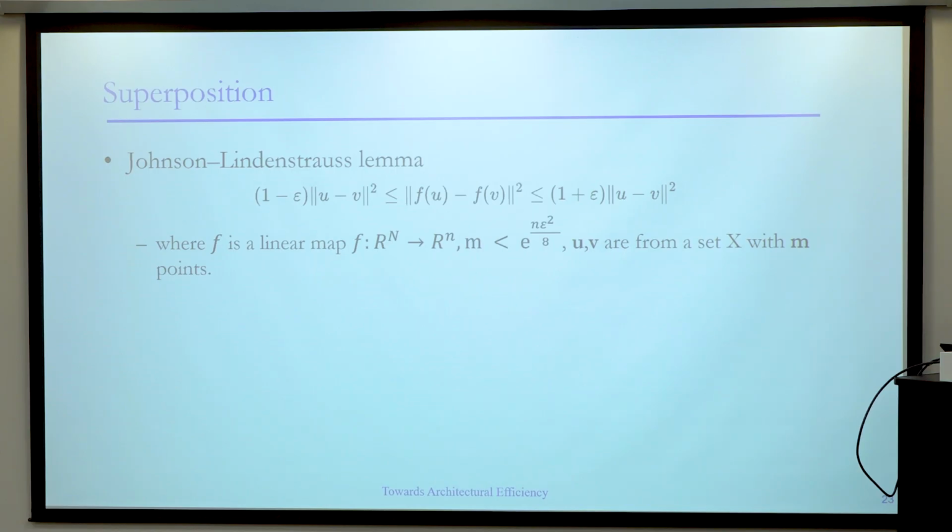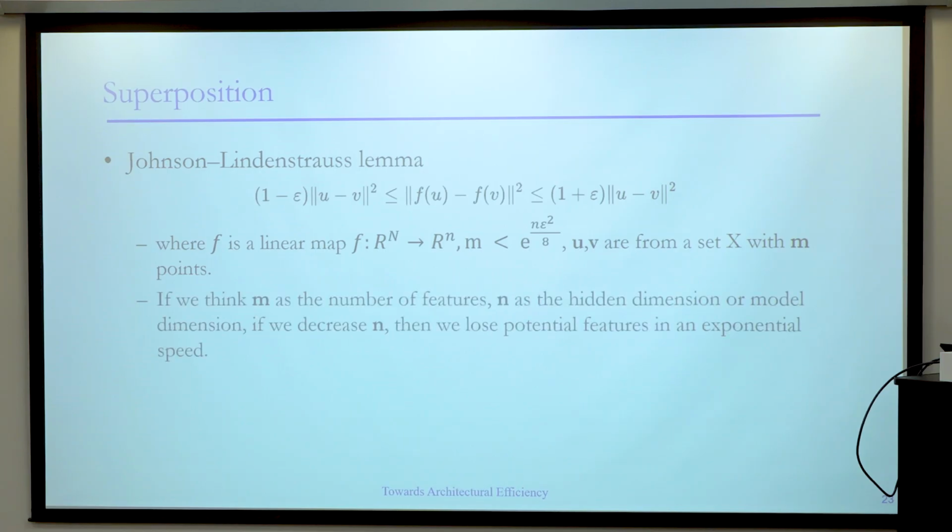You can preserve the distances between points from a set X with m points. So if we think of m as the number of features and n as the hidden dimension or model dimension, this means that if we decrease n, then we lose potential features at an exponential speed. This is because of the relationship between m and n. In addition, residual connections accumulate outputs from all the previous layers, which could make this problem much more severe.